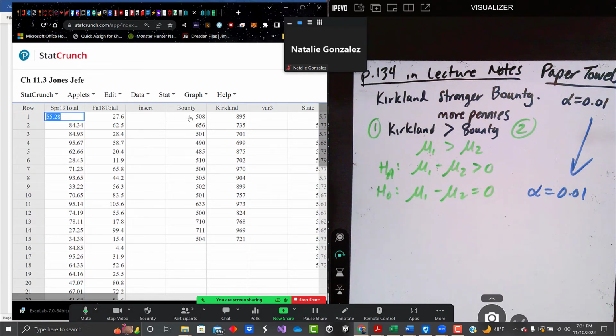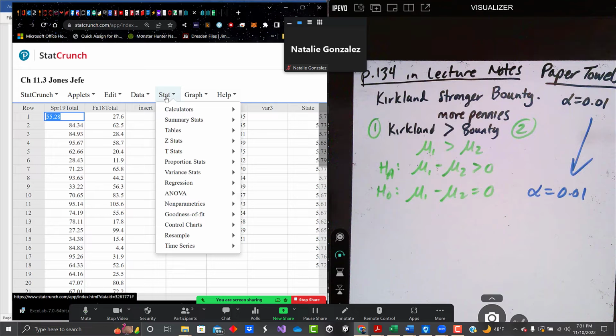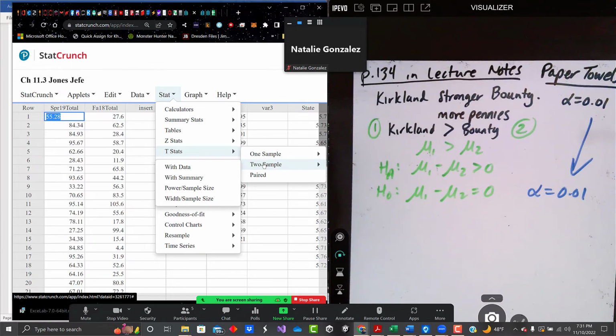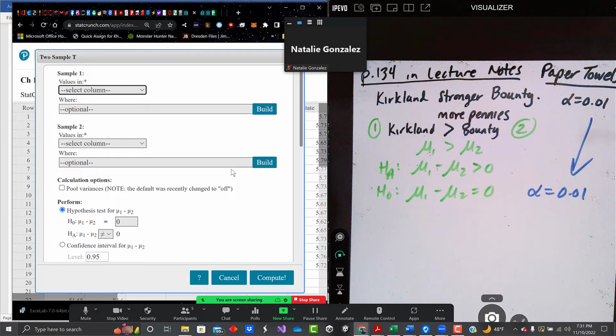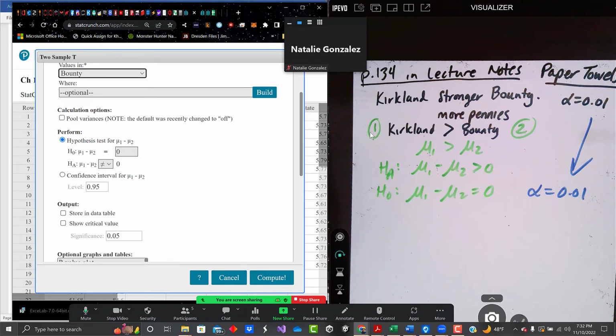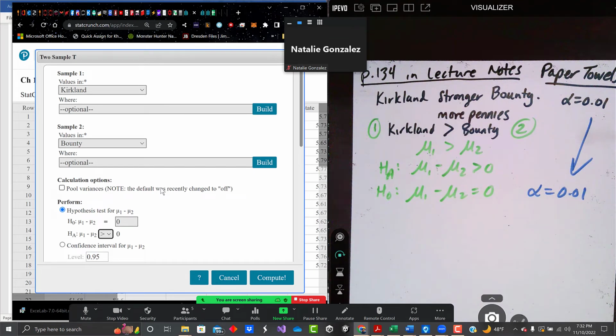And let's take a look at what we get in StatCrunch. So I'm going to do Stats, T Stats, Two Sample. Again, I have data. I want Bounty to be group 1. That's what I said. Bounty was group 1. Nope, I said Kirkland was group 1, and I said Bounty was group 2. I'm over here reading it, and I said Bounty's group 1, and it's clearly not. All right. Kirkland group 1, Bounty group 2. And I got greater than 0. Check, check, check.